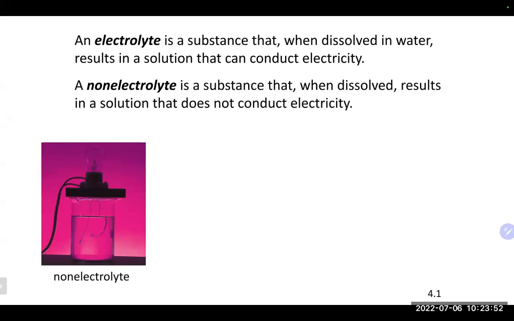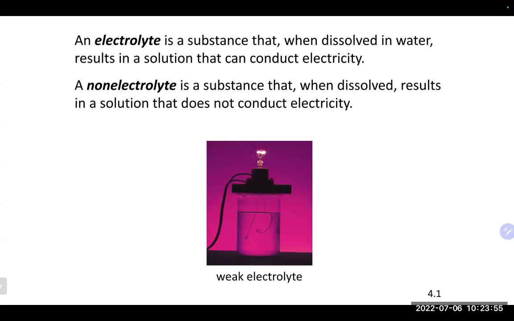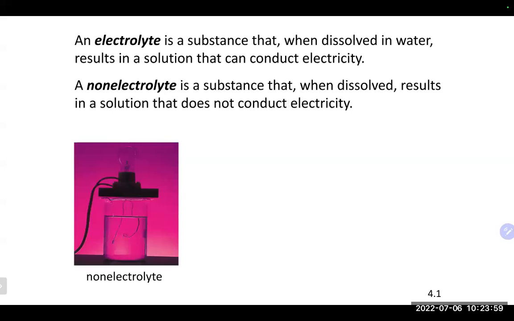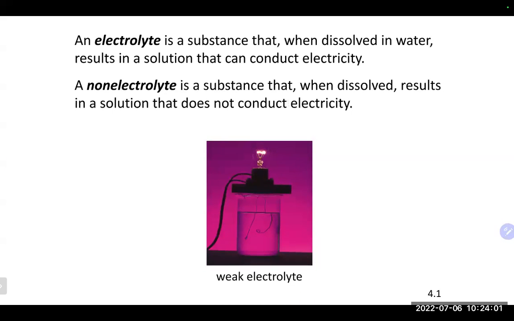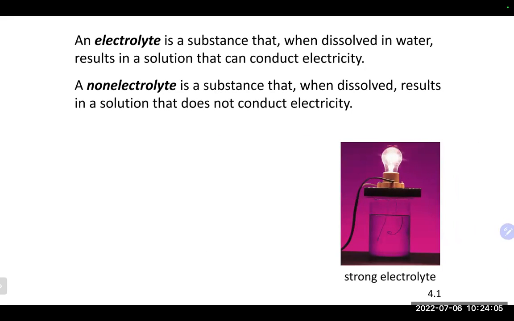Obviously the water coming out of the tap is not pure water. So here's just an example of the light bulbs there. Again, with a non-electrolyte, we won't see the light bulb go on. A weak electrolyte conducts a little bit of electricity, and then obviously a strong electrolyte will conduct electricity really well, and the light bulb will shine very, very strong.